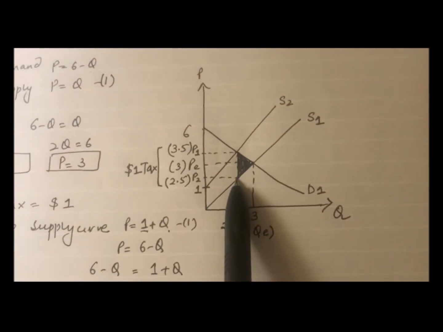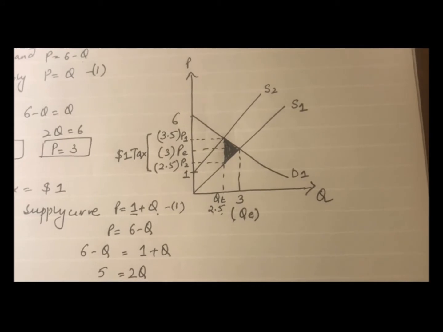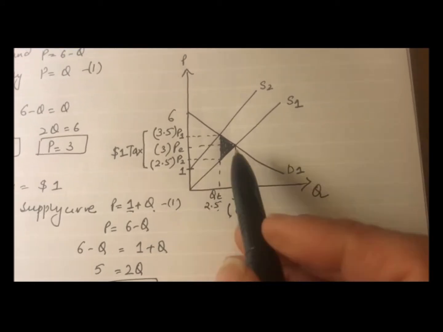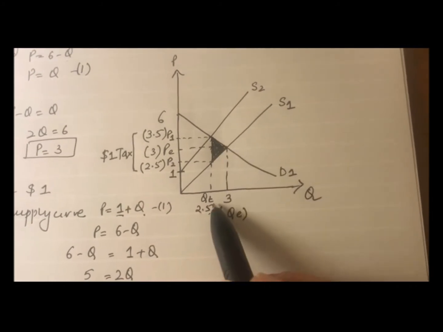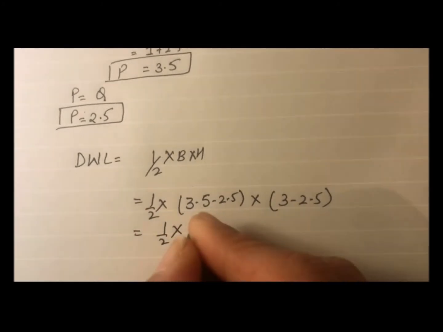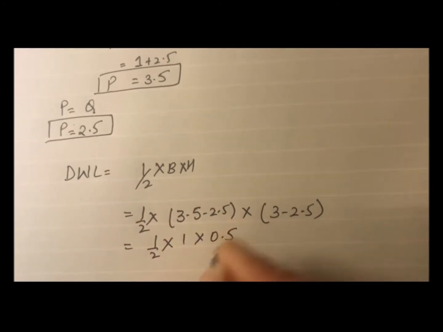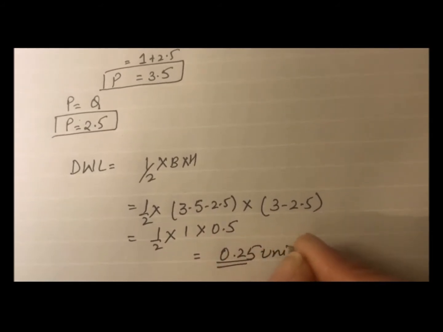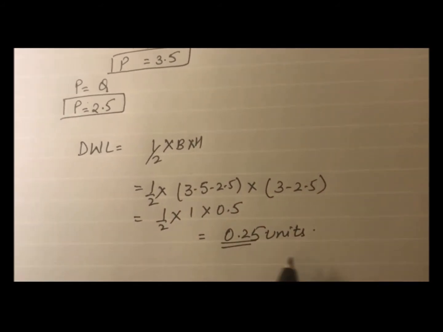In this case, our base is going to be $1, which is 3.5 minus 2.5, and our height is going to be this much, which is 3 minus 2.5. So our area of the triangle is 1 into 0.5 into a half, which comes out to be 0.25. So our deadweight loss is 0.25 units.